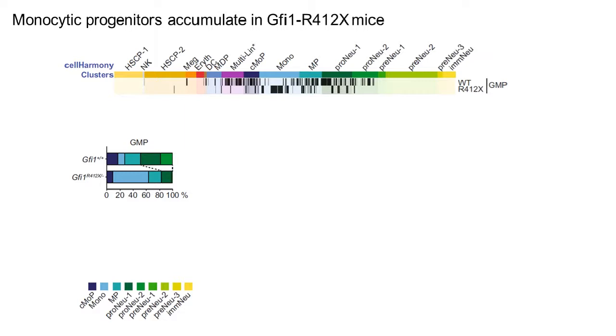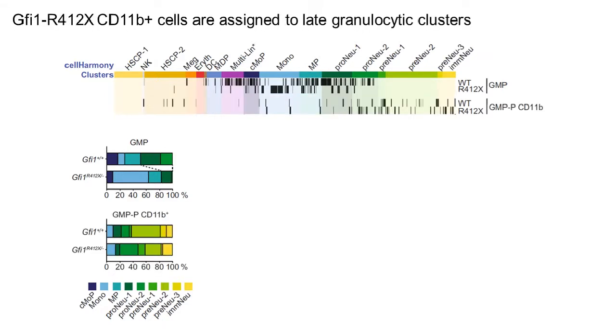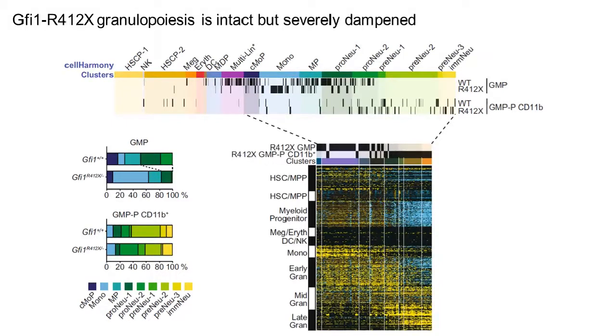And we note that in the middle there, you can see a drastic expansion of monocytic cells and a contraction of granulocytic cell states. However, if we enrich for CD11b positive cells, we do find cells in the later stages of development, including IMNU in our mutant mice. If we focus on our newly captured mutant cells, we can see that the gene expression patterns of these mutant cells mimic that of the wild type, which I showed previously. So it appears as though granulopoiesis is intact in our R412X mutant mice, but it's severely dampened.